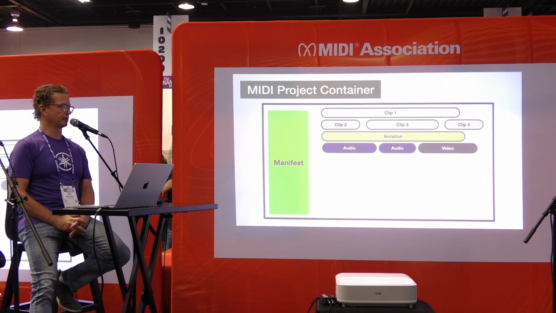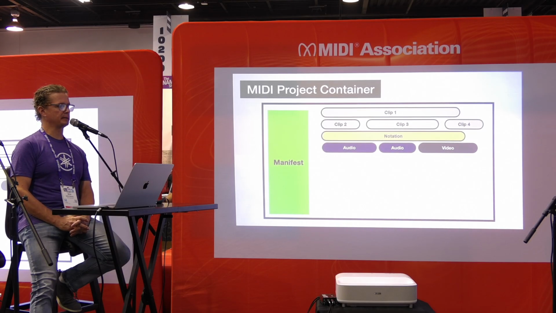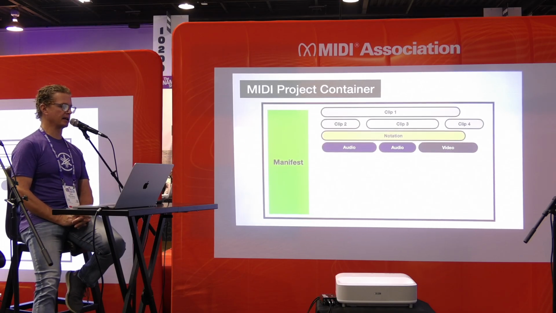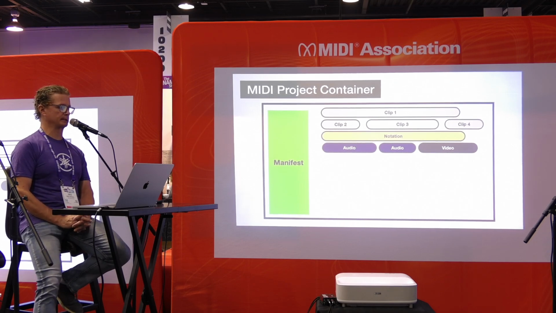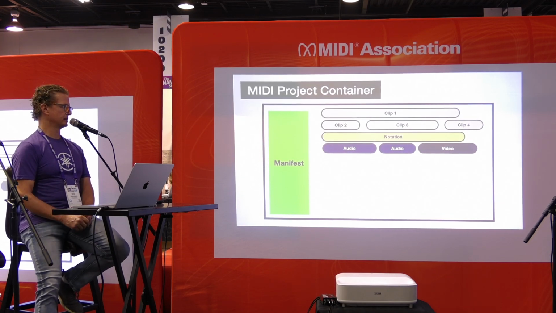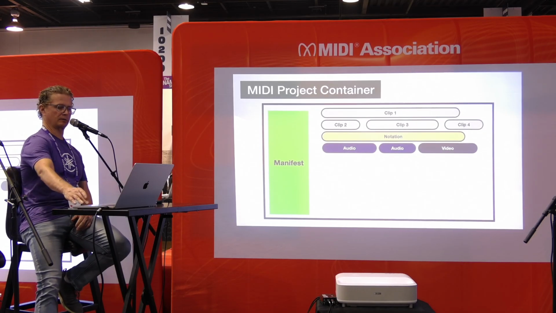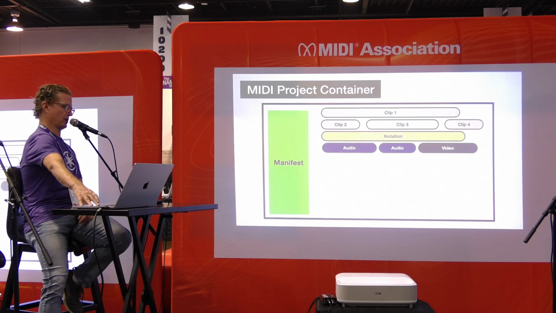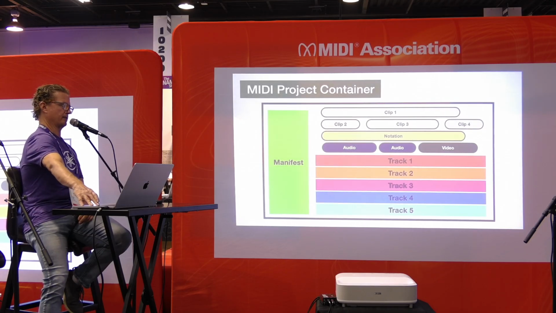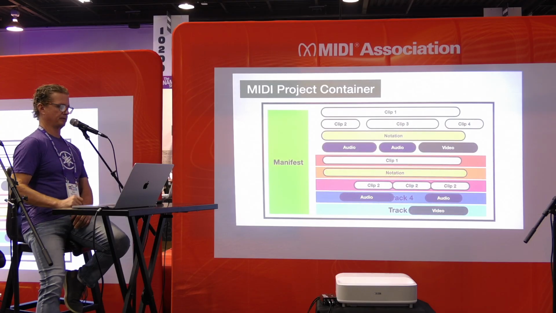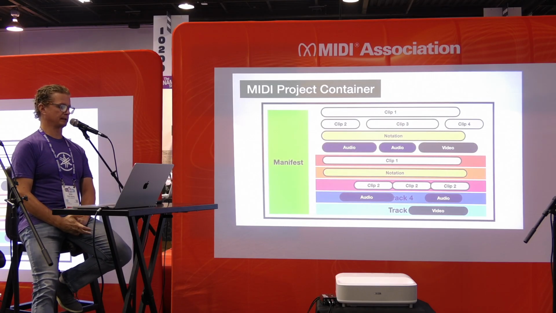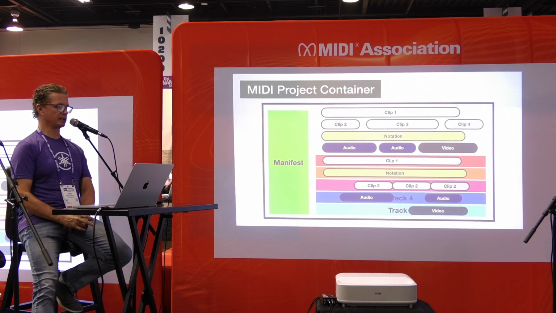So whereas SMF1 type 1 multitrack was all MIDI data, the MIDI project container in SMF2 is a way to collect and bundle together multiple media formats. The manifest here is an XML manifest, which enumerates what the assets are within the container and where they live on the tracks. So you can have multiple tracks, and the manifest can tell you where the clips, notation, audio, and video assets occur within the project.